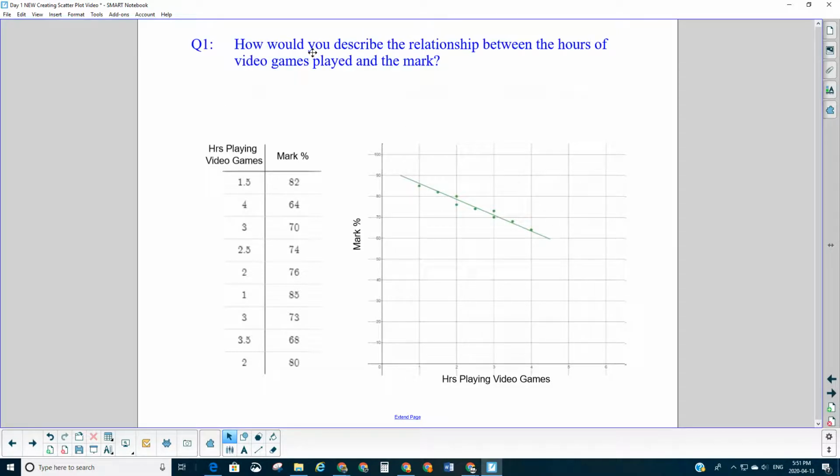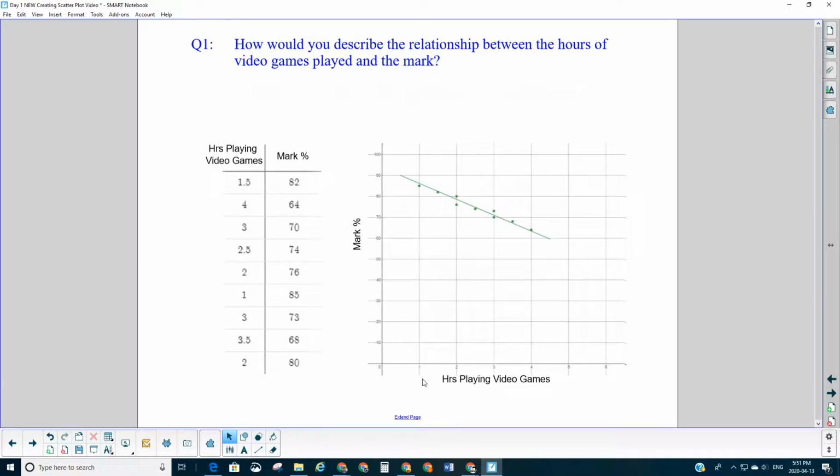Our first question is, how would you describe the relationship between hours of video games played and the mark? If you look at it, it seems like the more hours you play, the mark goes down. And that's probably not a bad assumption. That's how we're going to describe this. We'll describe the first variable in our graph, what it does, and then how the second variable is affected by the first.